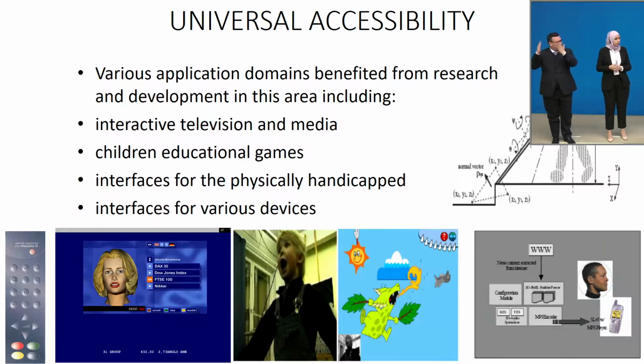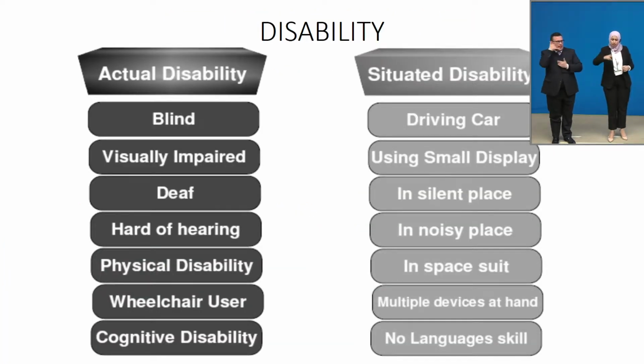Various application domains benefited from research and development in the area of universal accessibility, including interactive television and media, children's educational games, interfaces for the physically disabled, and interfaces for various devices. This ability is considered at two levels. The actual disability.